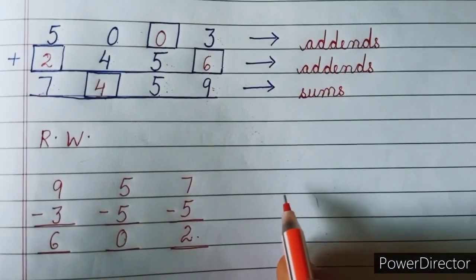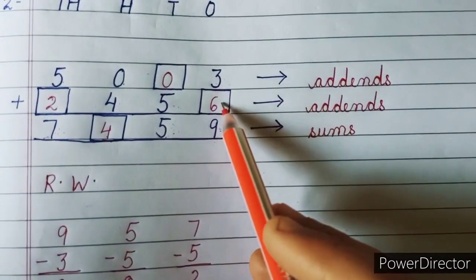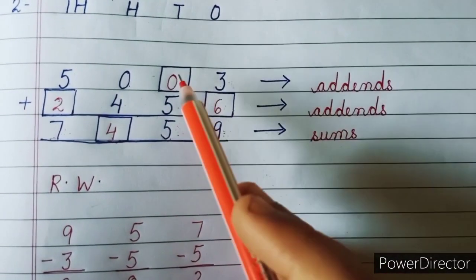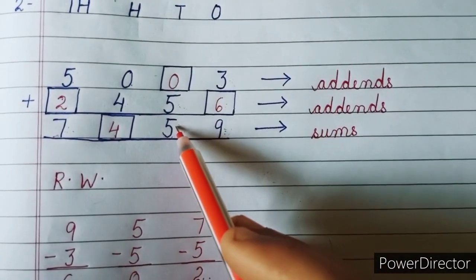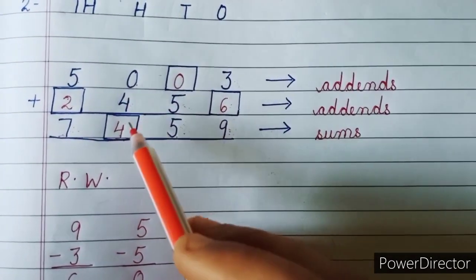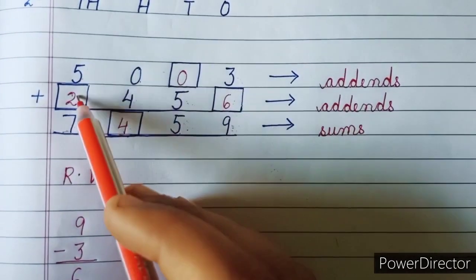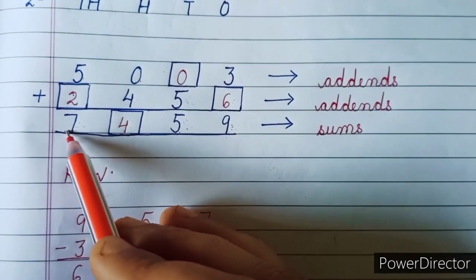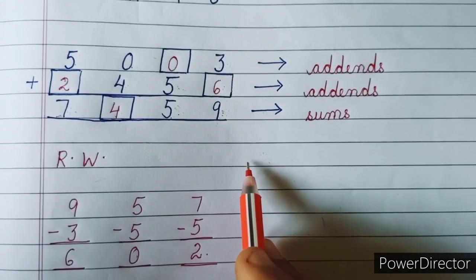Children, let's check. 3 plus 6 is equal to 9. 0 plus 5 is equal to 5. 0 plus 4 is equal to 4 and 5 plus 2 is 7. It is correct. Okay.